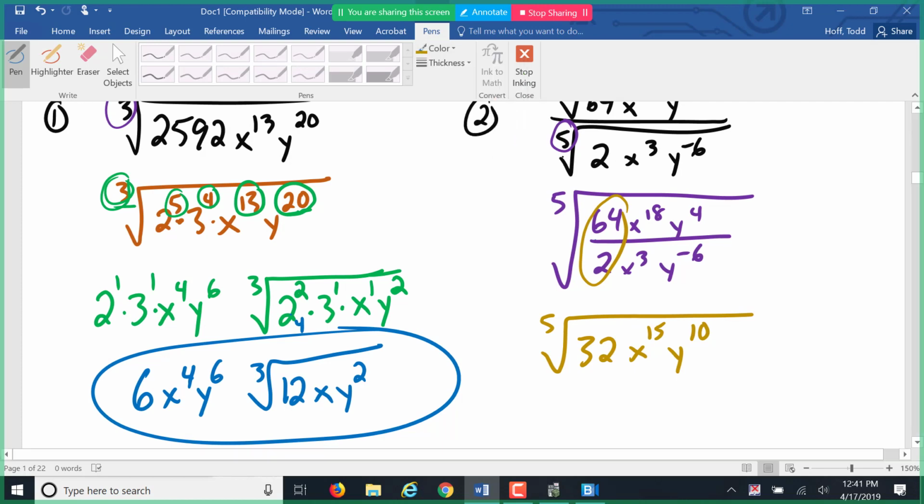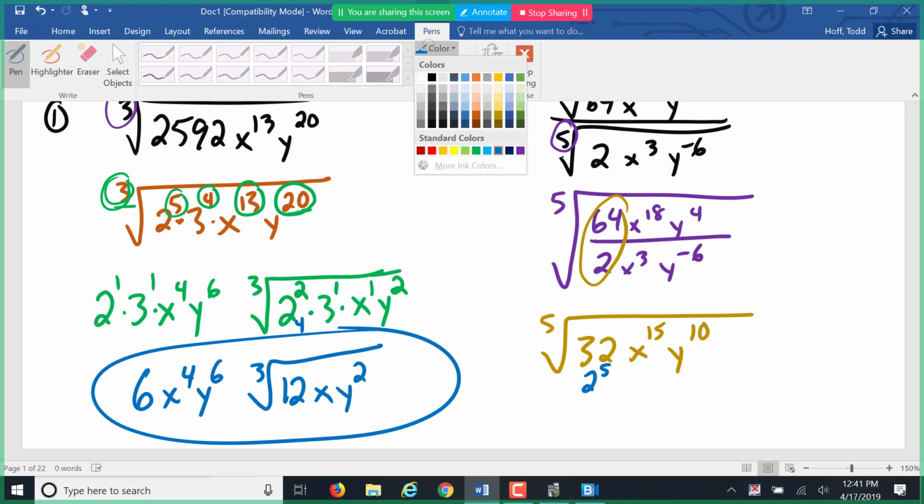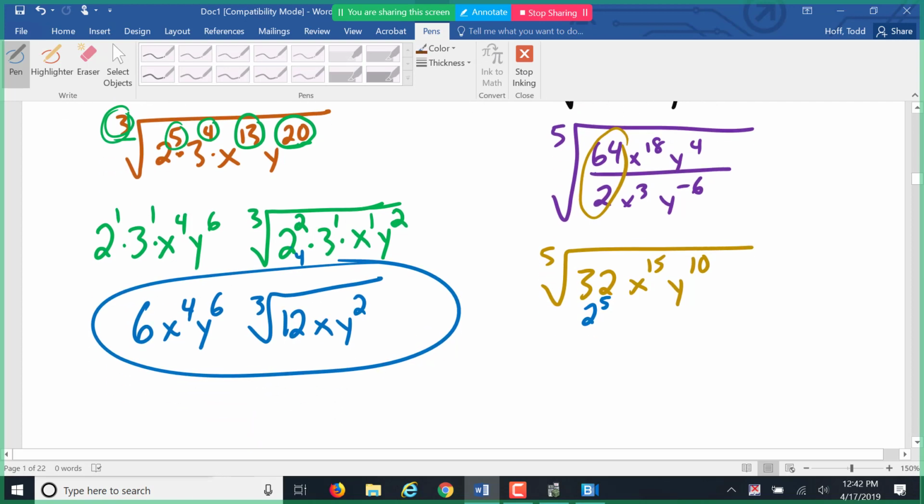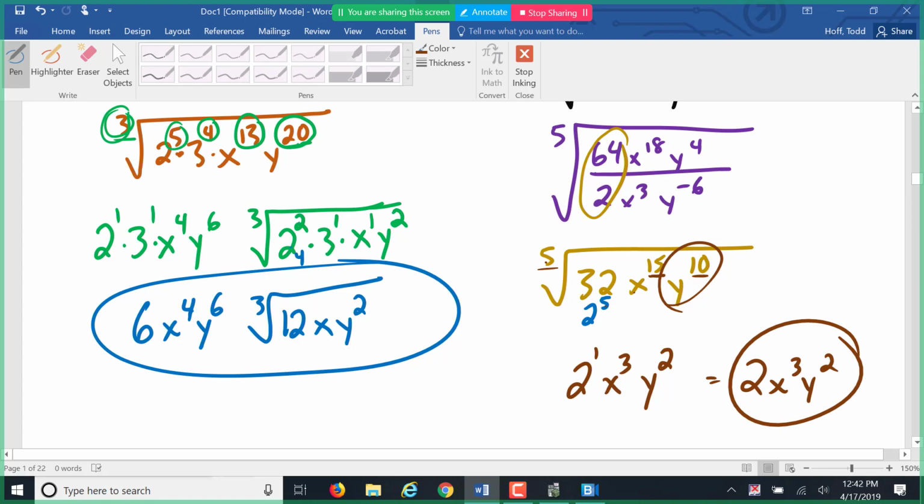And the same thing. If we factored 32, we would get that that is 2 to the power of 5, or 5 2's multiplied together. So 5 divided by 5 is just 1. That's 2 to the power of 1. X to the 15th. 15 divided by 5 is 3 with no remainder. Y to the 10th. 10 divided by 5 is 2 with no remainder. So that is simply 2x to the third y squared. Any questions?